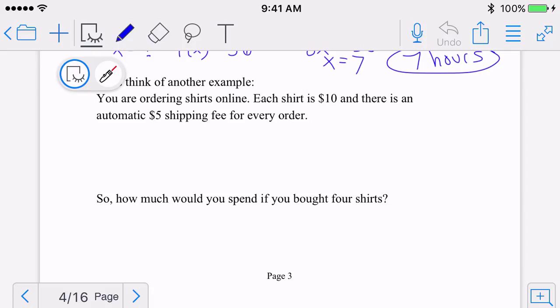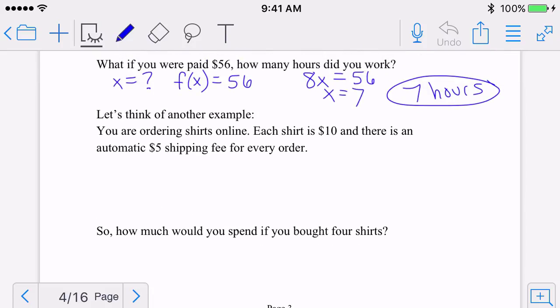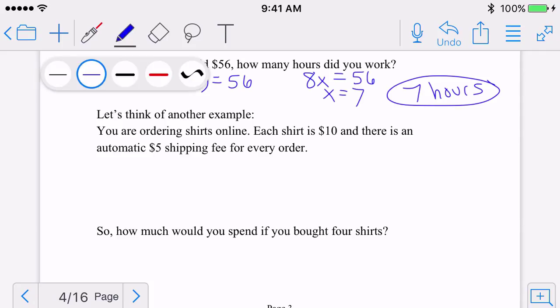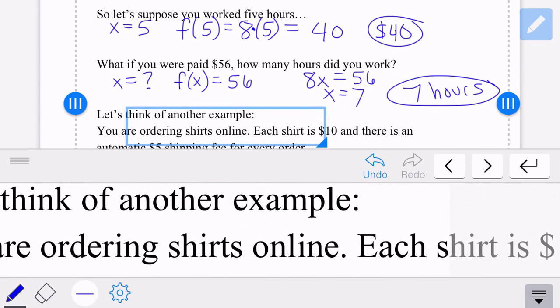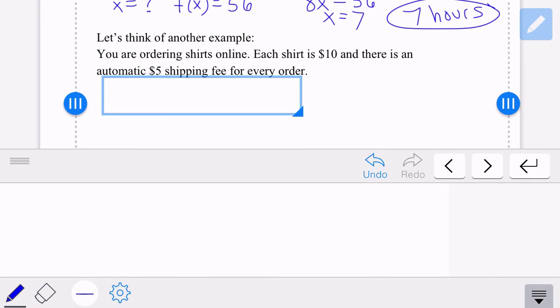All right, so then let's look at another example here. You're ordering shirts online. Each shirt is $10, okay? And there is an automatic $5 shipping fee for every order. So no matter how many shirts you order, $5 gets tagged on for shipping, okay? So let's think. We could have x and f of x again. Let's change it up a little bit. Let's say s for shirts. Let's let s be the number of shirts that we buy.